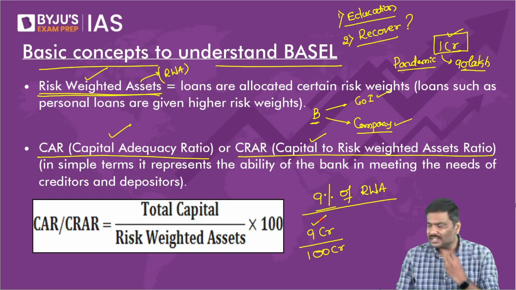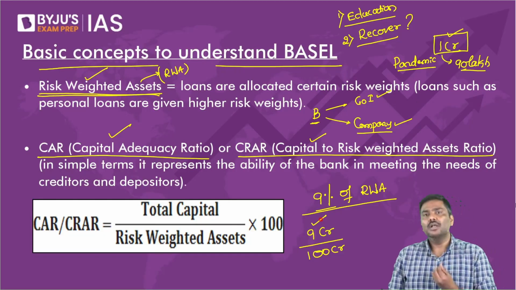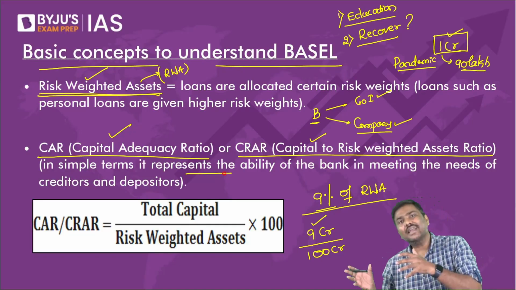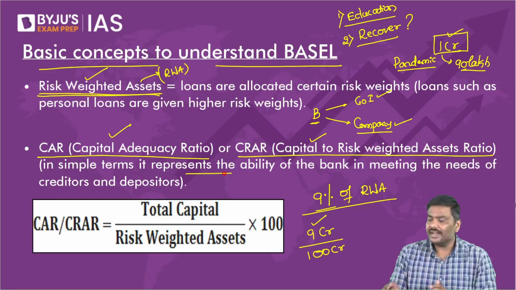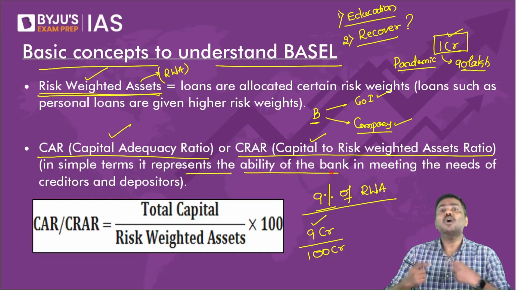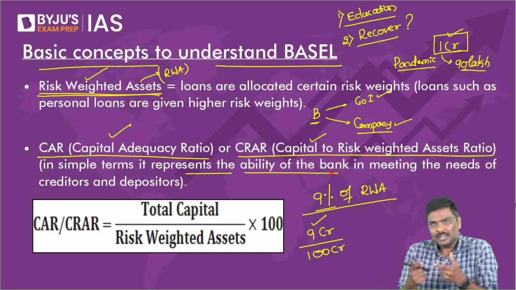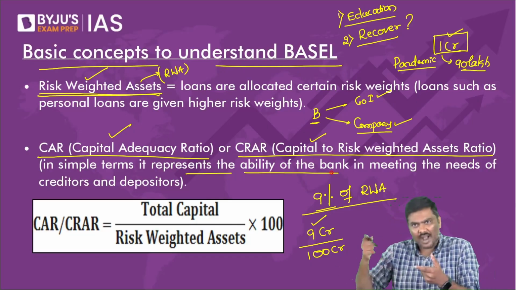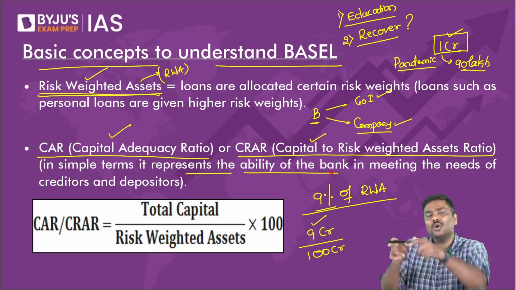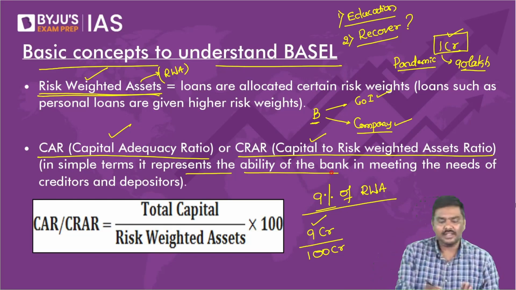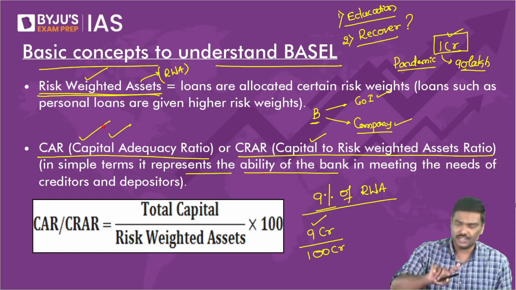Any problem with understanding this? Please do let me know. Capital adequacy ratio represents to what extent the bank can absorb losses. I repeat, to what extent the bank can absorb the losses, right? Because the bank might incur losses because of RWA. And now, how much is the capacity of the bank to absorb losses? That is represented in the form of capital adequacy ratio.